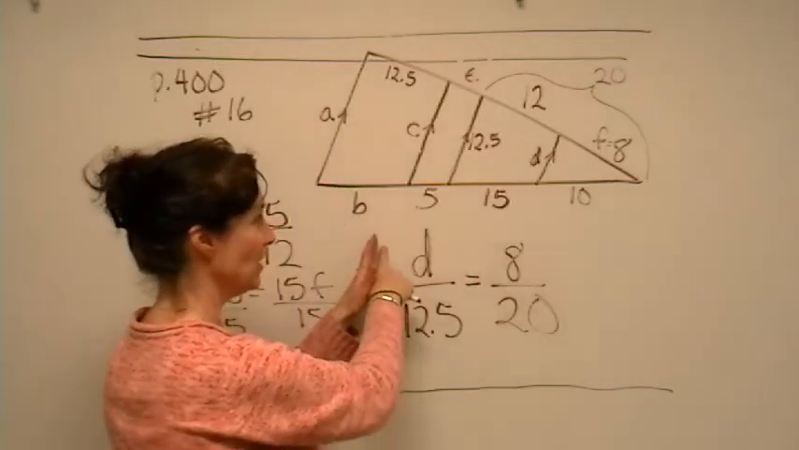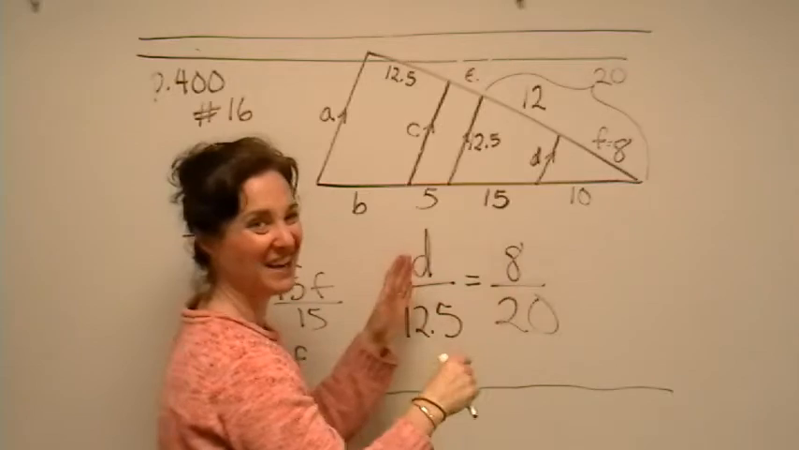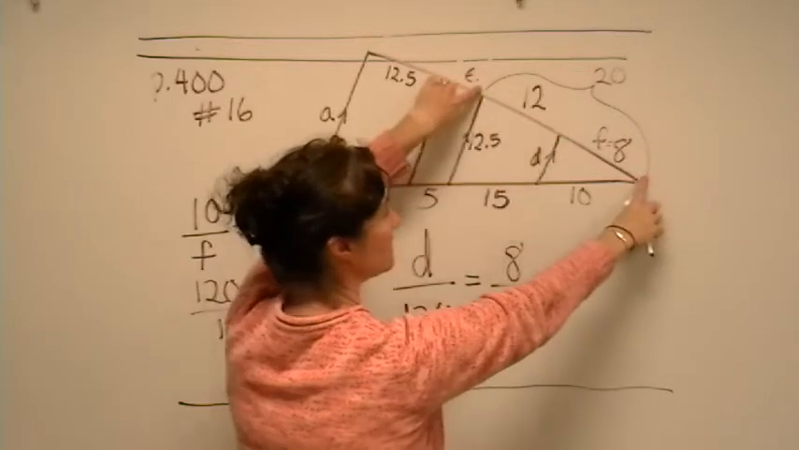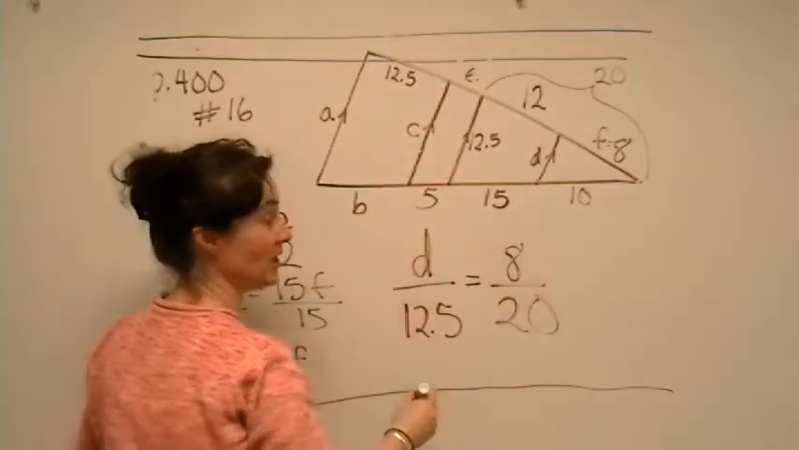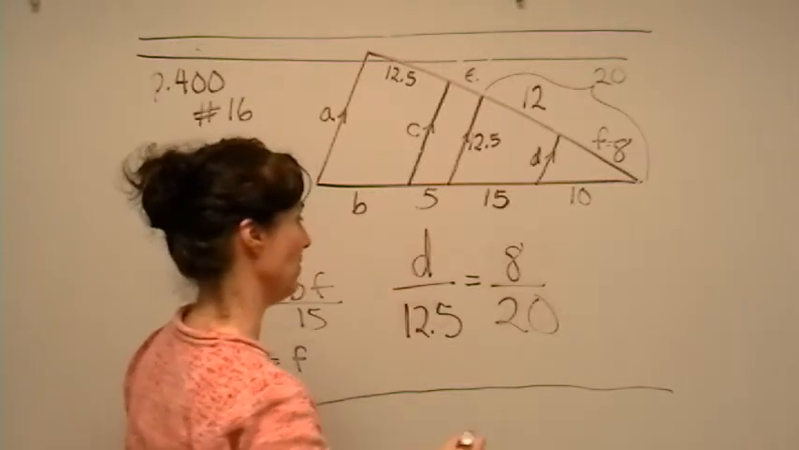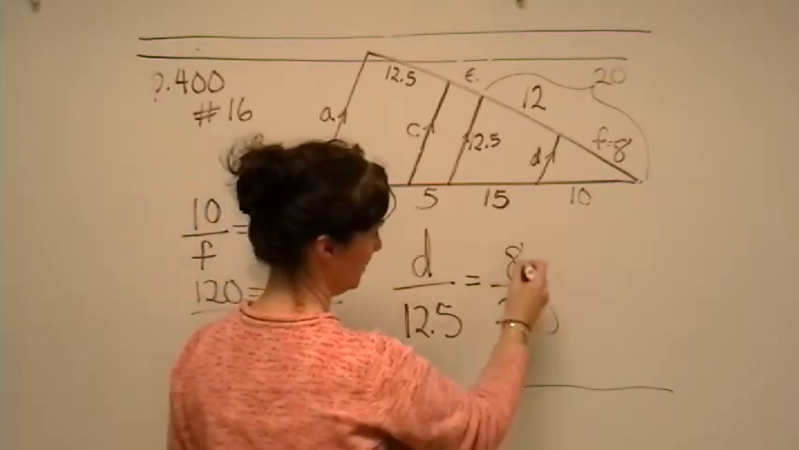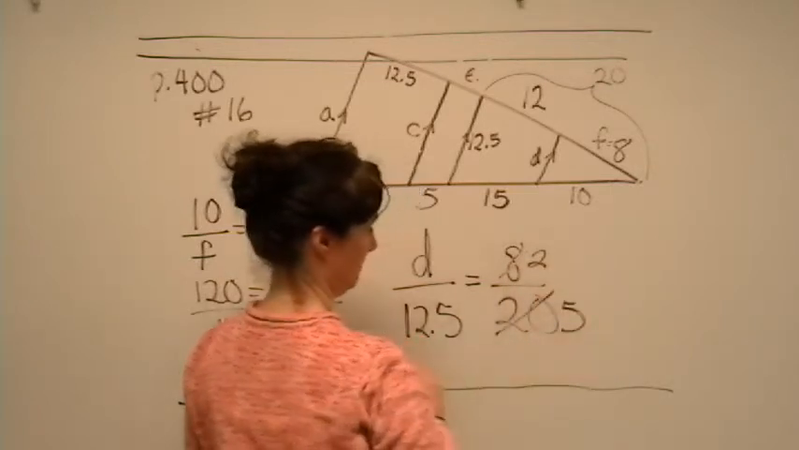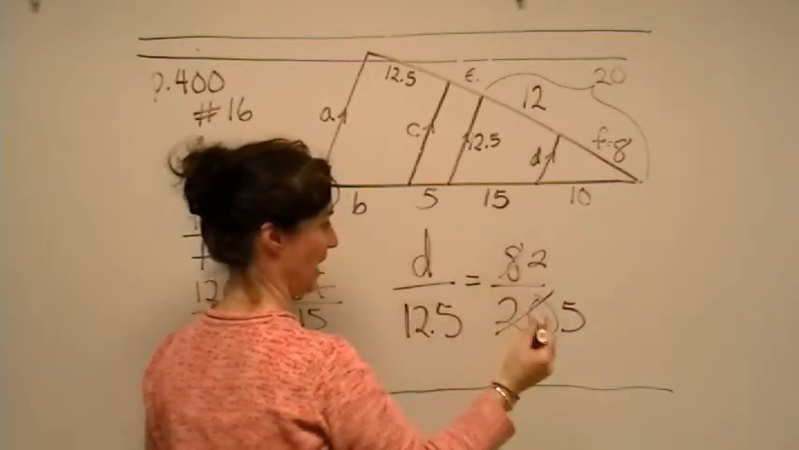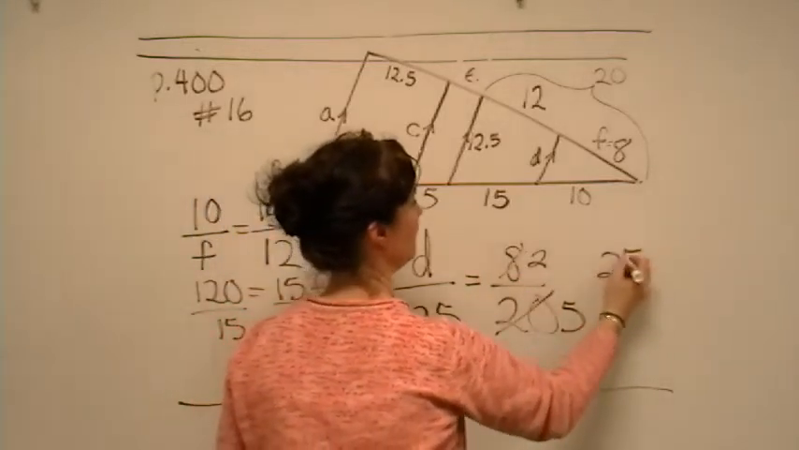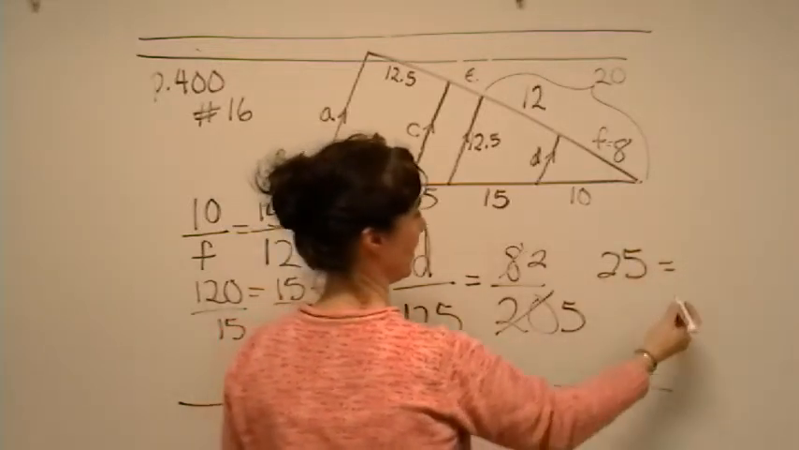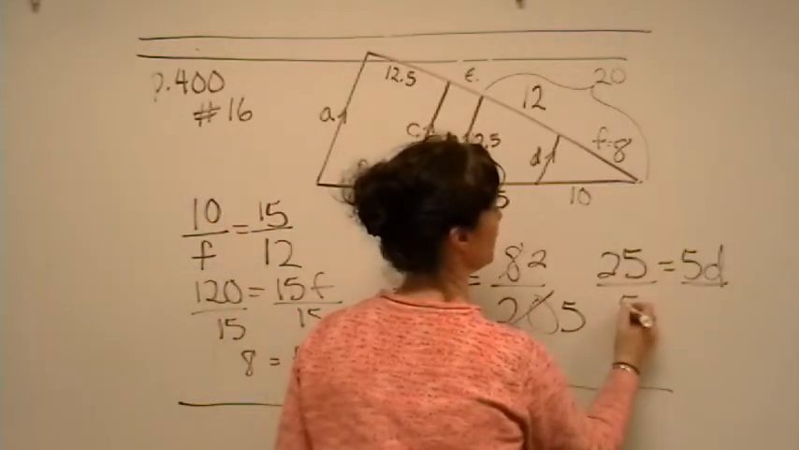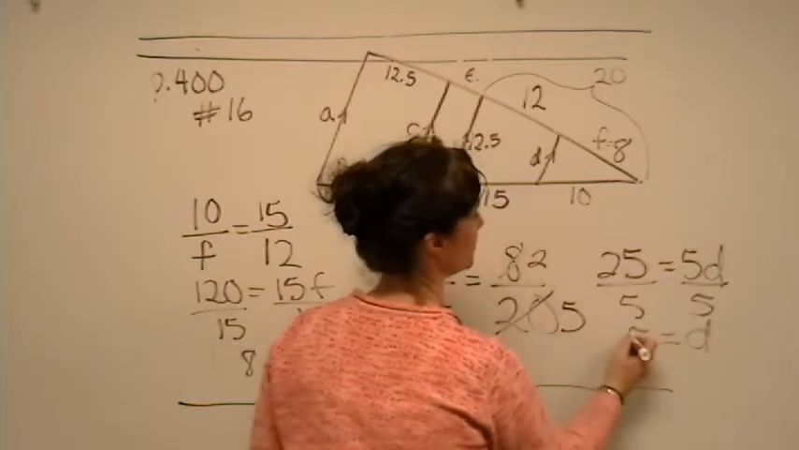We have small triangle, just the one side. The bottom side, I would think of it as kind of like the base. D is to 12.5. Whole side is to whole side, as whole side is to whole side. Now, you can reduce this fraction before you begin to work the problem by dividing by 4, and you get 2 and 5. So you get 12.5 times 2 is 25, which is equal to D times 5, which is 5D. And then you divide both sides by 5, and you get D is equal to 5.